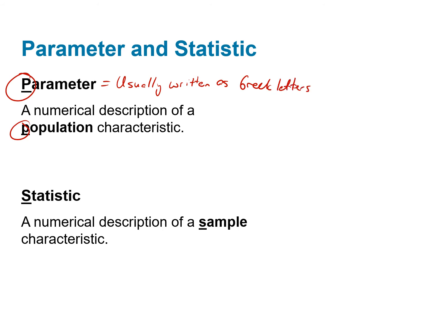So some common parameters we're going to talk about: mu, sigma, sigma squared. We might talk about the parameter rho later on in the course if we have time. So these are just parameters. An easy way for you to recognize a parameter is to look for the Greek letter. That will tell you you're dealing with a parameter.